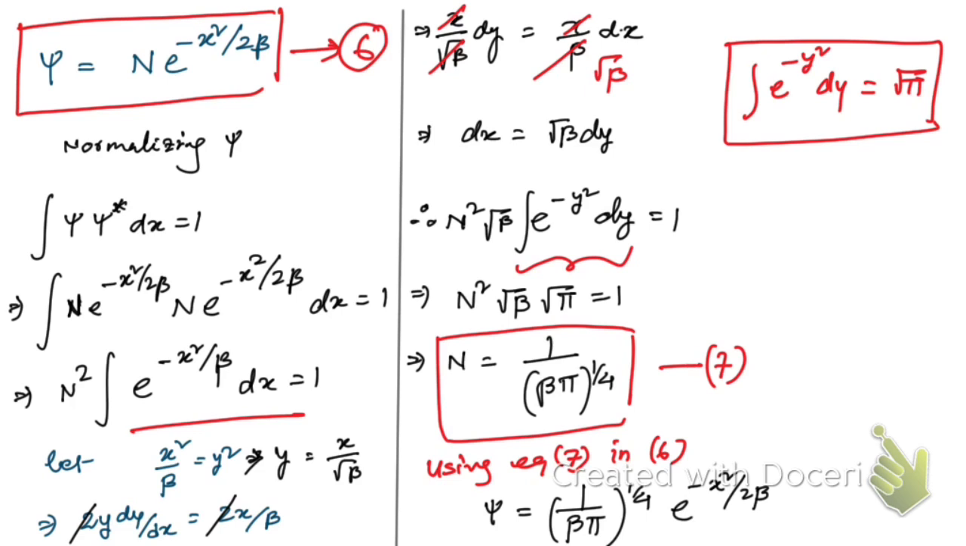Let me go to the next slide. Psi is equal to 1 by beta pi whole to the power 1 by 4 e to the power minus x square by 2 beta. That's what we're going to get, right? So this is the Gaussian wave packet.